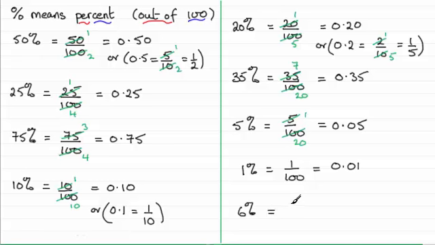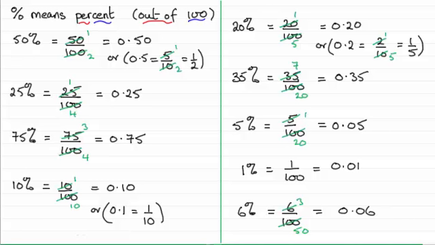6%, well that's going to be 6 out of 100. This as a decimal will be 0.06. And this fraction cancels down. I notice that 2 goes into both the top and the bottom. 2 into 6 goes 3 times and 2 into 100 goes 50 times. So 3/50 for 6%, or 0.06.